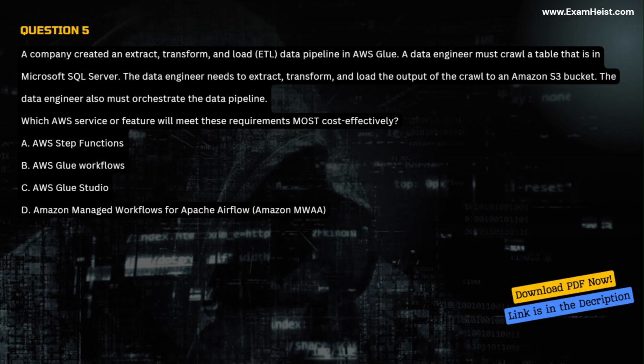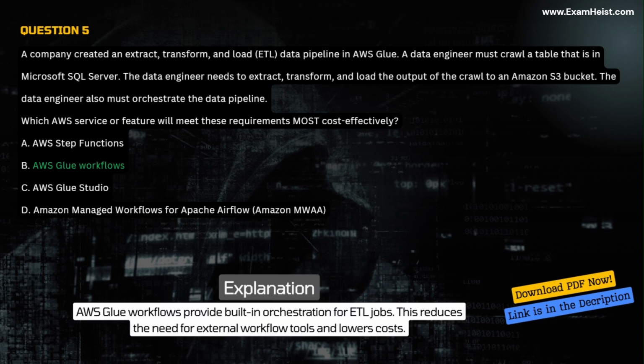A. AWS Step Functions. B. AWS Glue Workflows. C. AWS Glue Studio. D. Amazon Managed Workflows for Apache Airflow, Amazon MWAA. Correct answer B. AWS Glue Workflows. Explanation: AWS Glue Workflows provide built-in orchestration for ETL jobs. This reduces the need for external workflow tools and lowers costs.